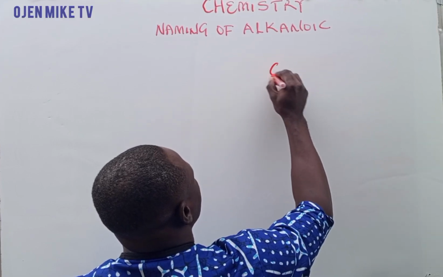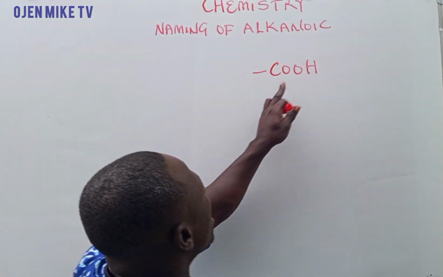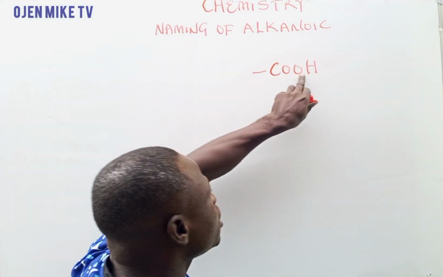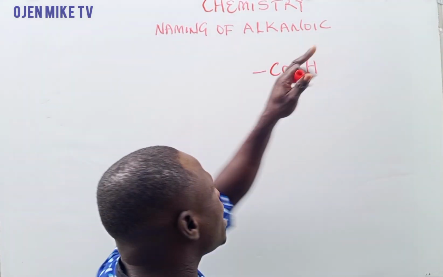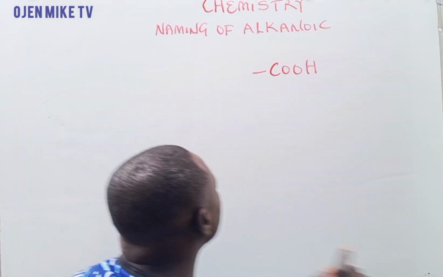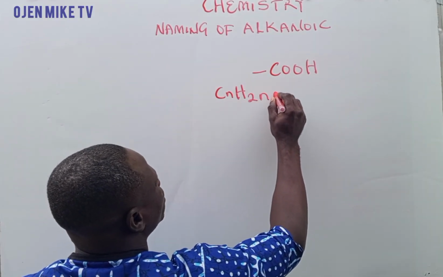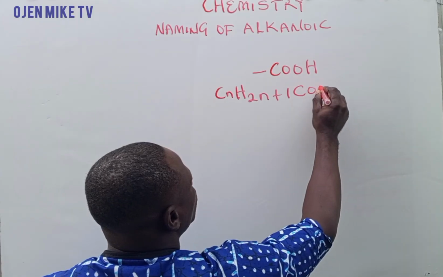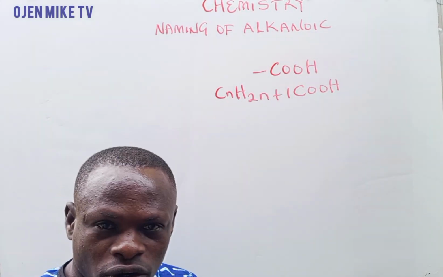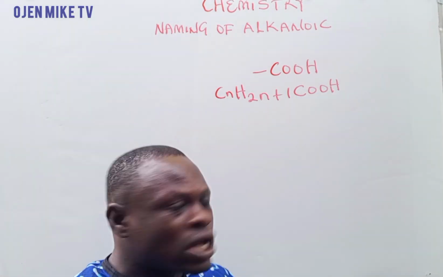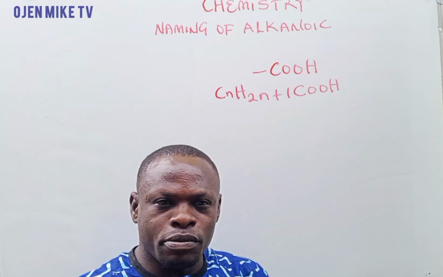Alkanoic is COOH. This is the functional group of what? Alkanoic. Do you get that? A carboxylic, or you can call it a carboxylic acid, or you call it alkanoic. This is the functional group, and it has a general formula of CnH2n+1COOH. This is the general formula of alkanoic. Are you following?